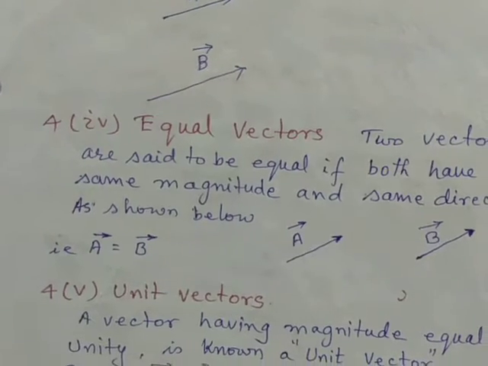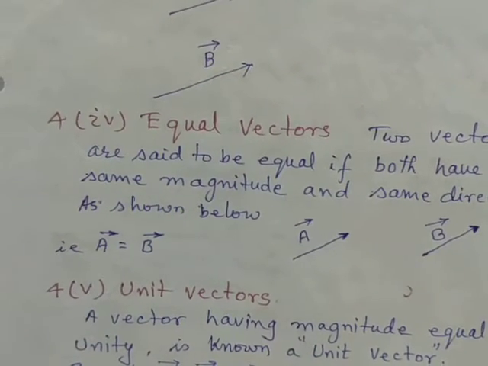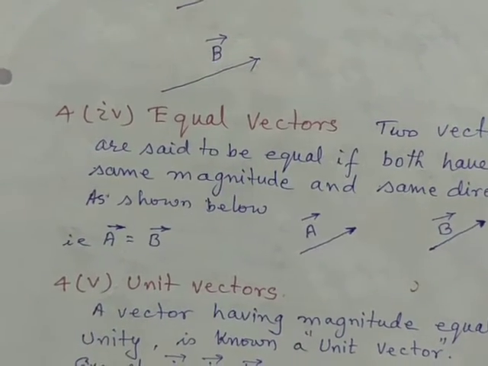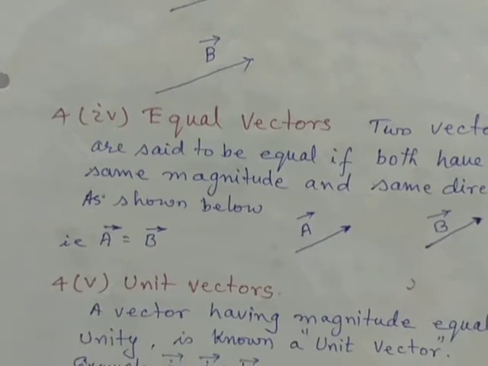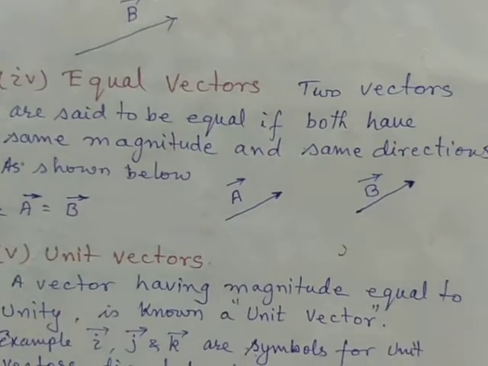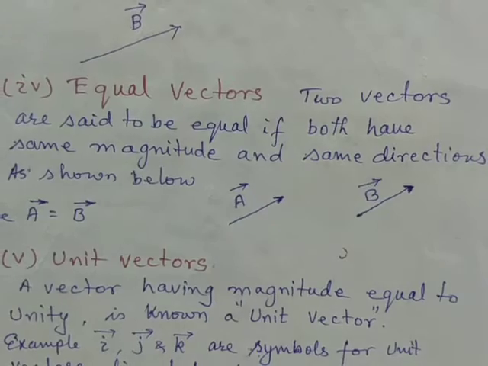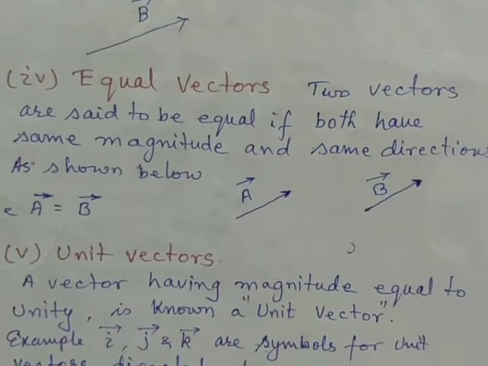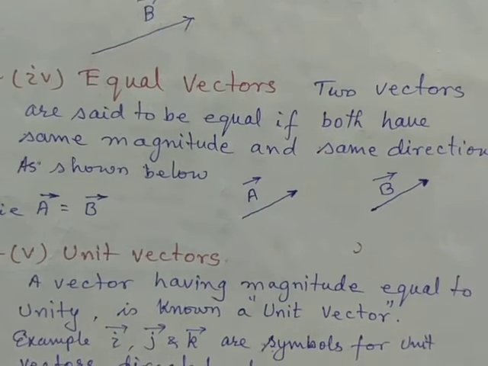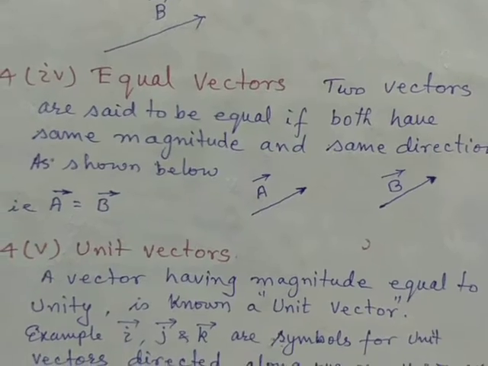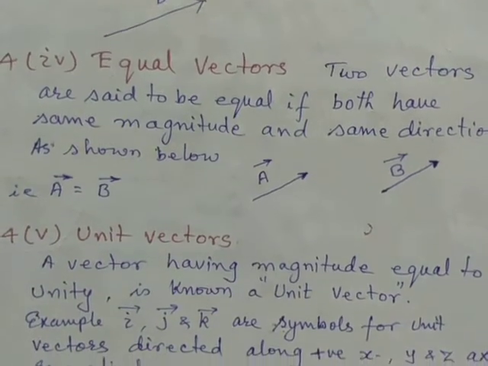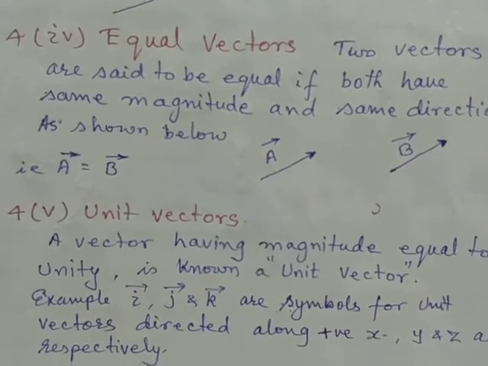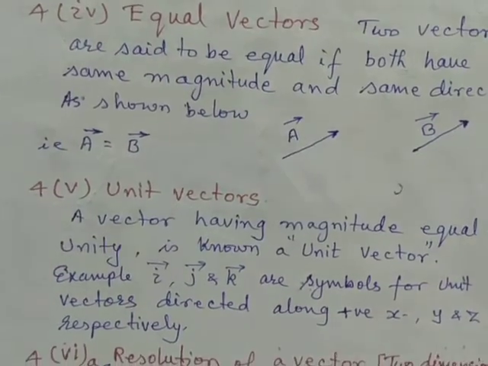Now what are equal vectors? Two vectors are said to be equal if their magnitudes are the same as well as they have the same direction. Here you see, though these two vectors have different locations, they are equal vectors because the direction of vectors A and B are the same, and also the magnitudes of vectors A and B are equal.